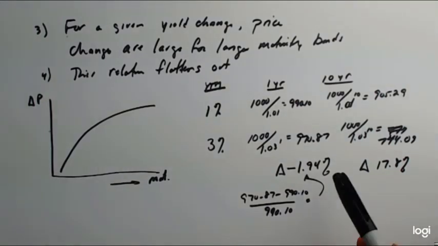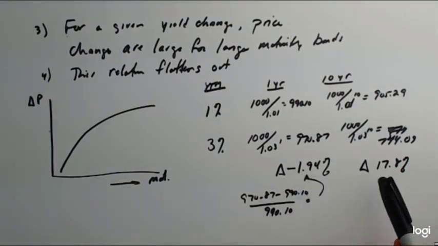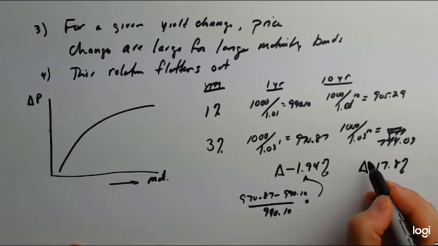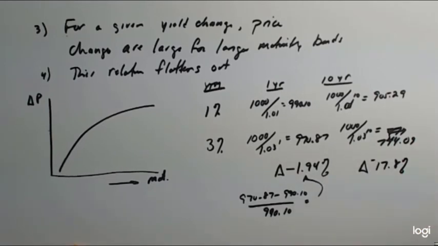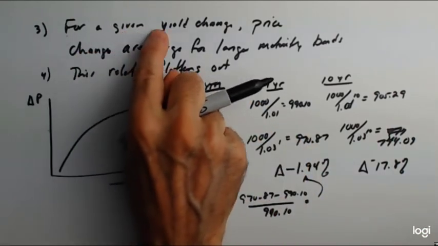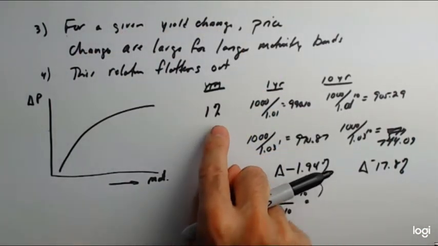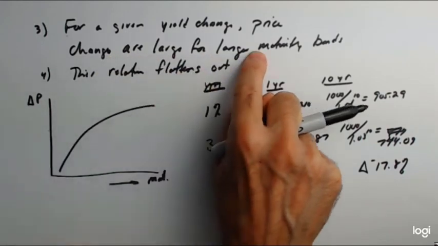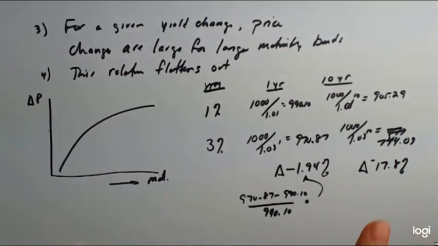And so, wow, what do you see here now? What you see is that there's a significant difference in the price change here. I should put a negative sign here. And not only do you see a significantly larger change for the 10 years, the longer maturity, which is basically what we're saying. It's like for a given yield change, it's 200 basis points. The price changes are larger for longer maturity bonds. There we have it. It's much larger.